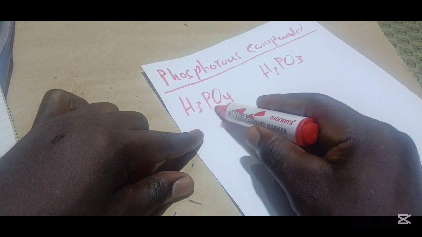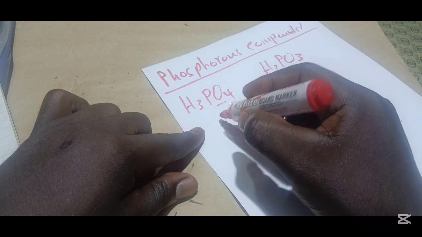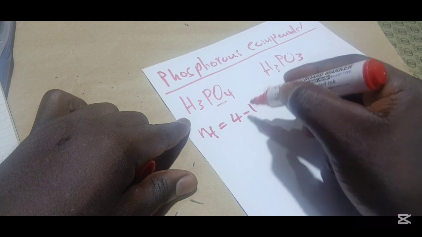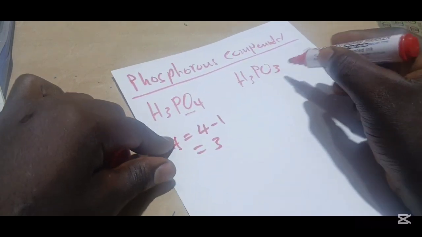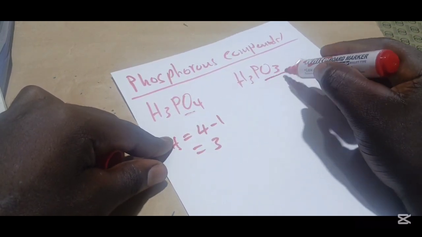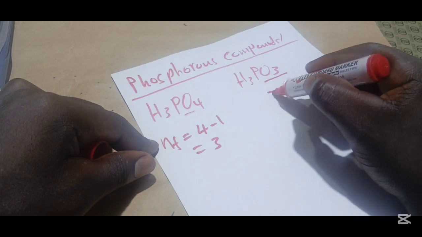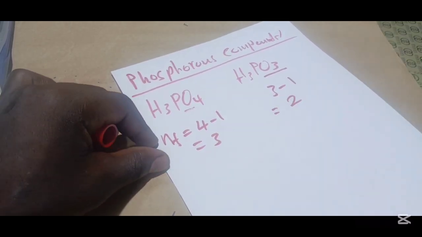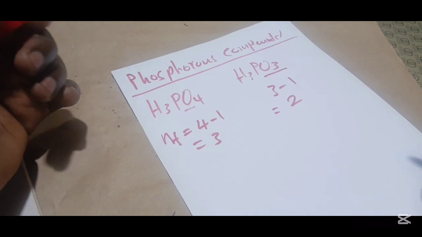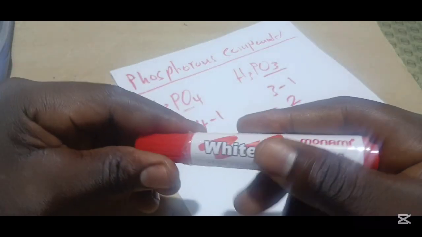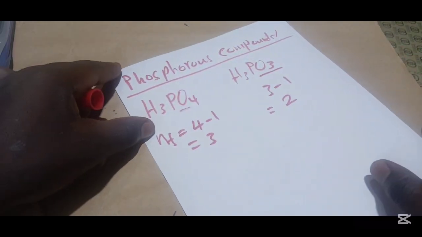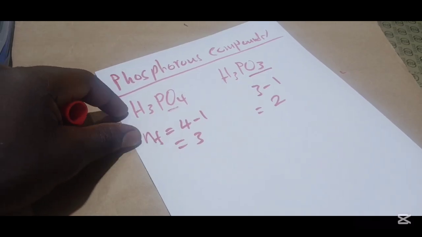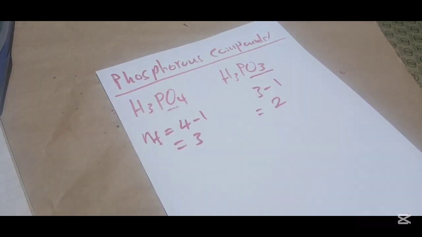So how many oxygen do we have here? We have 4. So for our N factor, we have 4 minus 1, which is 3. How many oxygens do we have here? We have 3, right? So our N factor equals 3 minus 1, which equals 2. So this is the general idea that really works. Once you are okay with this procedure, you'll be good to find any equivalent weight given.